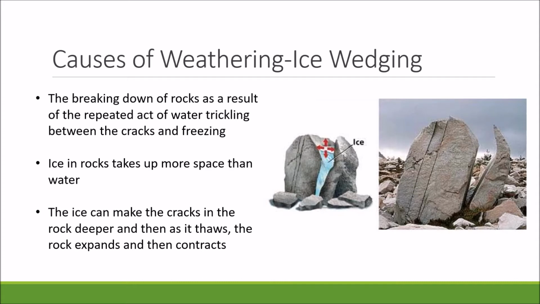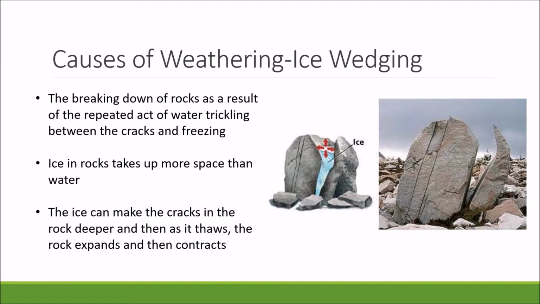Ice wedging is the breaking down of rocks as a result of the repeated act of water trickling down between the cracks and freezing. So as you can see in the first photo, water got into a crack in the rock, and as we know, water, when it freezes, it expands. So when it expanded, that rock started to break. The ice in the rock takes up more space than water, and the ice makes the cracks in the rock deeper, and as it thaws, the rock expands and then it contracts.